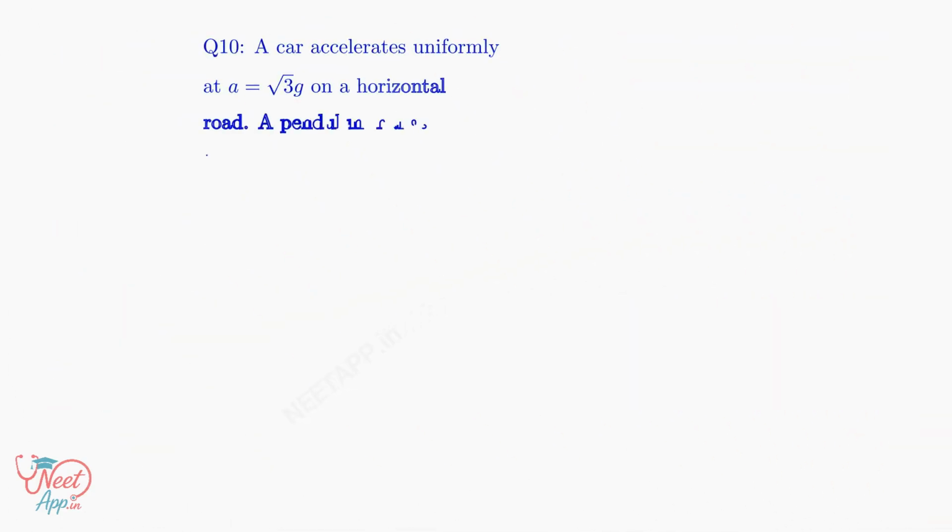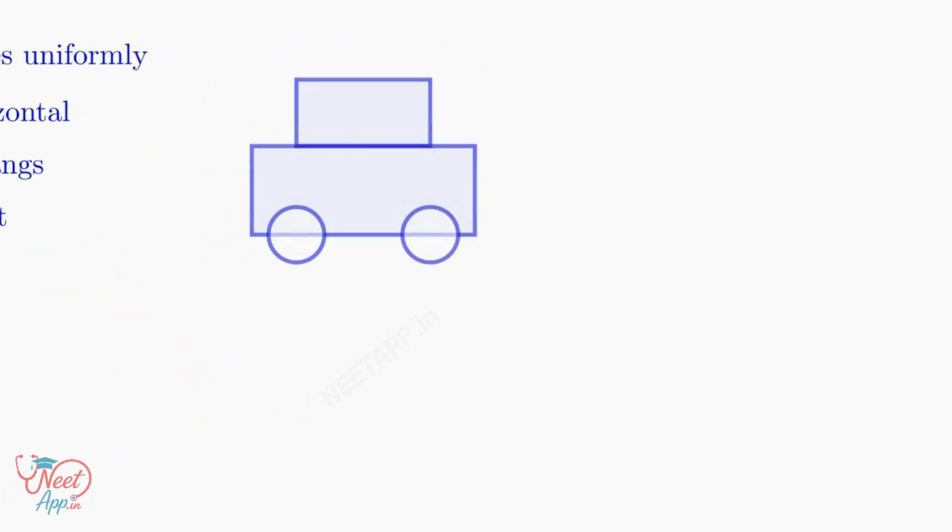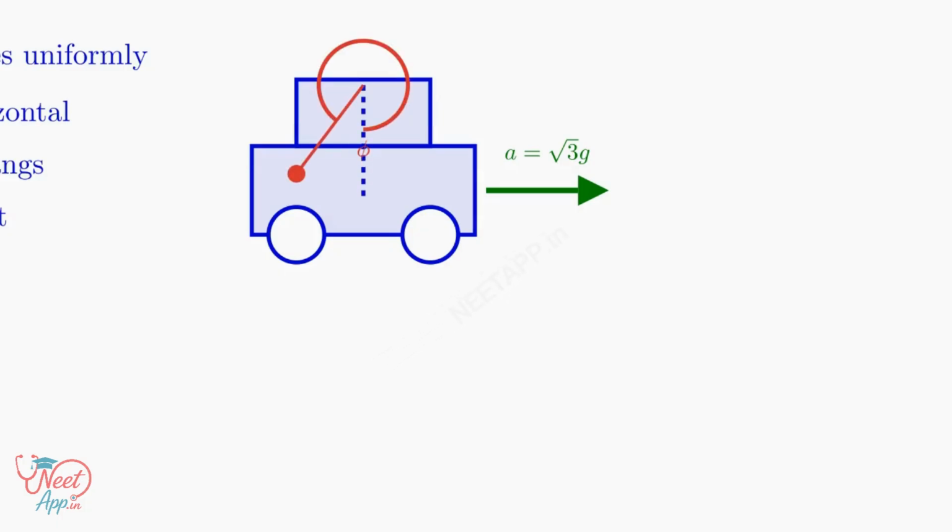Welcome to our final question for this chapter. A car accelerates uniformly at root 3g on a horizontal road. A pendulum hangs from its ceiling. What angle phi does it make with the vertical? Let's draw the system. The car accelerates forward, which causes a pseudo force to push the pendulum bob backward, making an angle phi with the dashed vertical line.